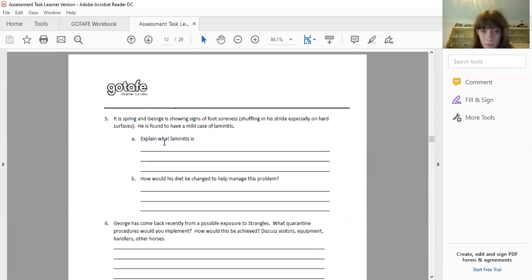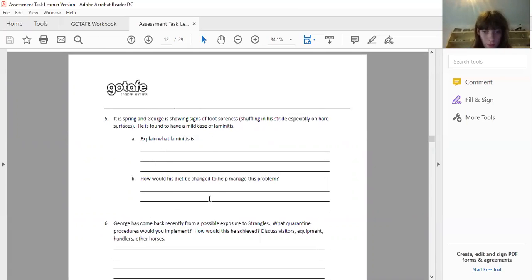5, it's saying it's spring and George is showing signs of foot soreness, shuffling in his stride, especially on hard surfaces. He's found to have a mild case of laminitis. So explain what laminitis is, and that may be one that you already know off the top of your head, but you're welcome to refer back to your learner resource and put it into your own words what it is.